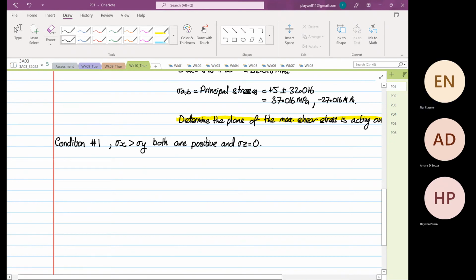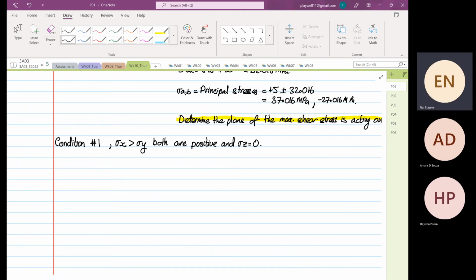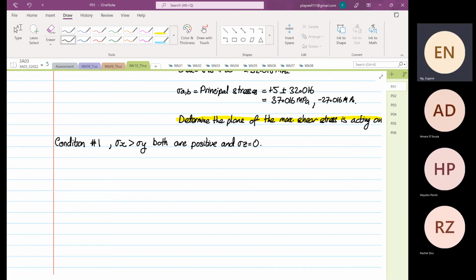Okay. So sometimes some of you might say, Eugene, if stress Z is equal to 0, can we just do 2D Mohr circle? Okay. So what I'm going to do is we're going to solve this just by doing 2D. And then we're going to solve it using 3D. Let me elaborate what I mean now.